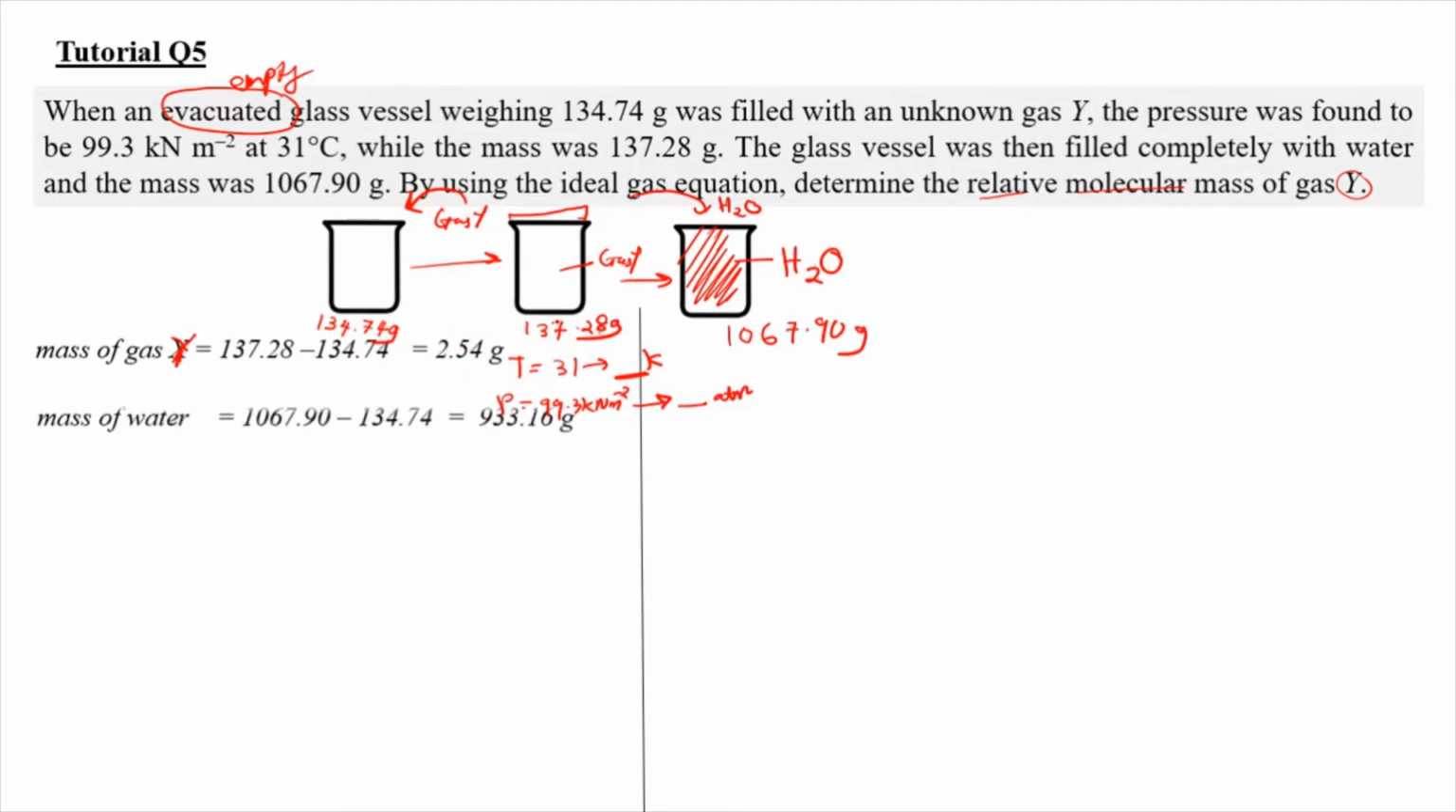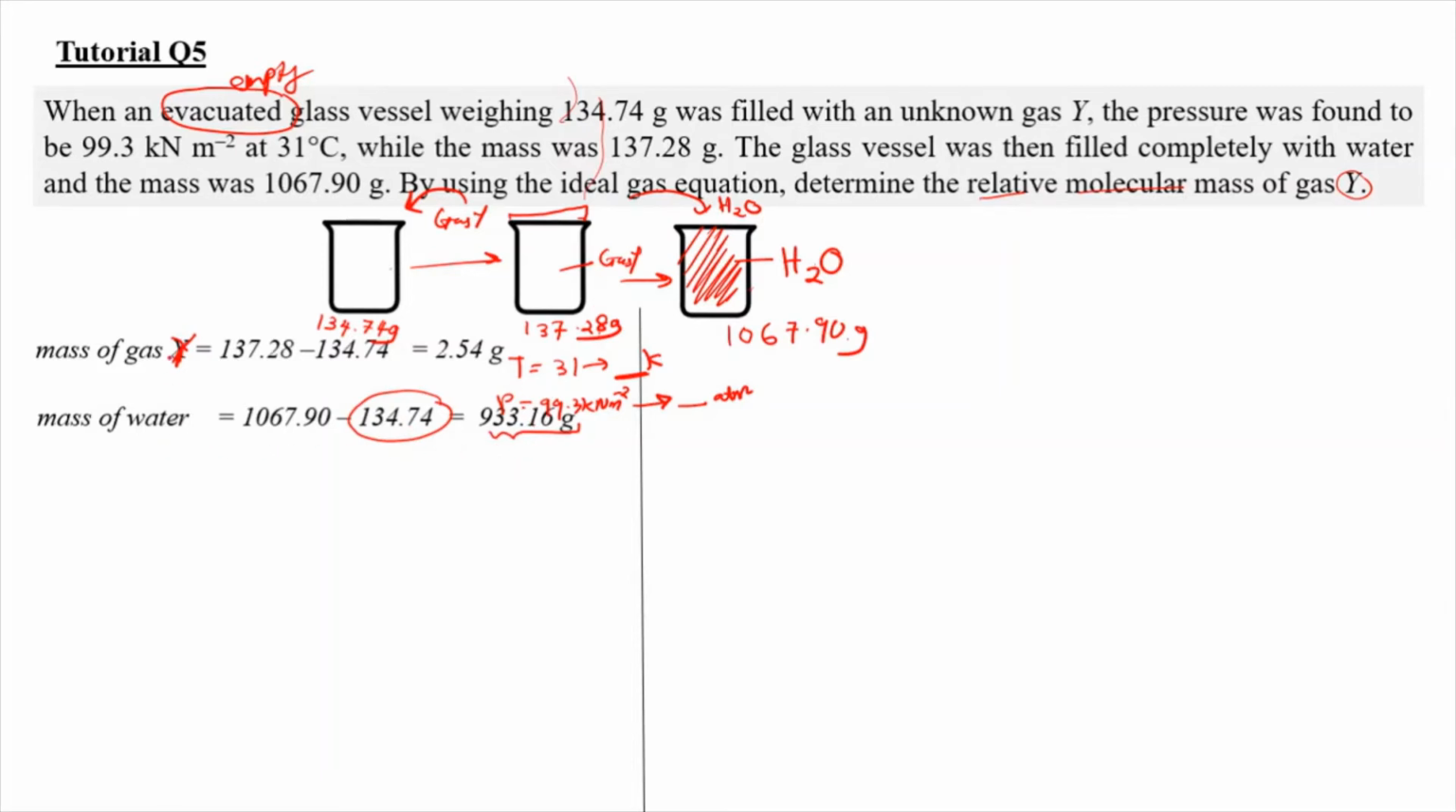And then we can find the mass of the water. The mass of the water can be obtained when we deduct 1067.90 gram minus the empty glass vessel, which is 134.74. So we're going to get the mass of the water. And we're not going to deduct with 137.28, because the gas Y is going to escape when we open the lid, and we're going to put in the water. So the gas Y is going to escape, and then water is going to fill in. That is why we just deduct the empty glass vessel. Alright, so we got the mass of the water here.